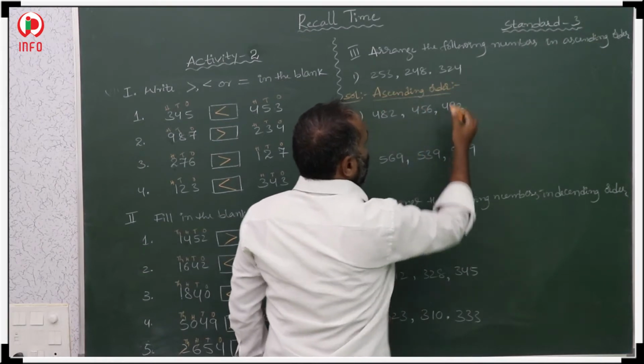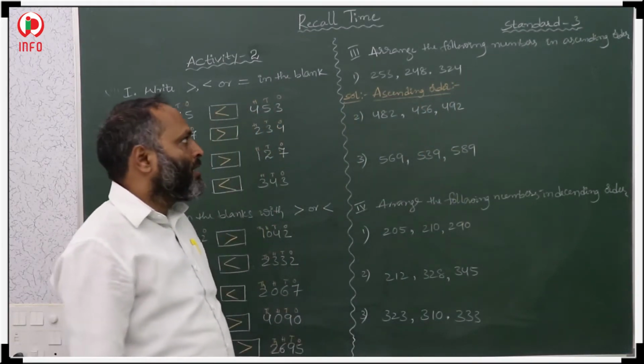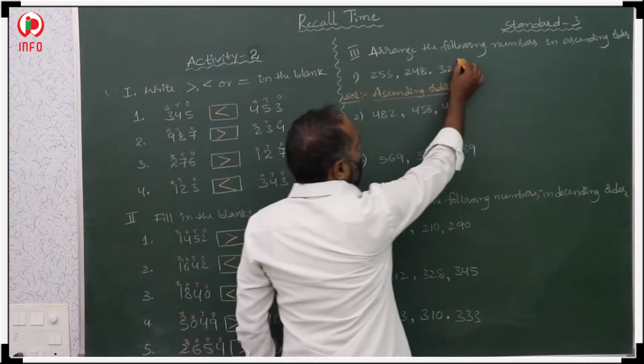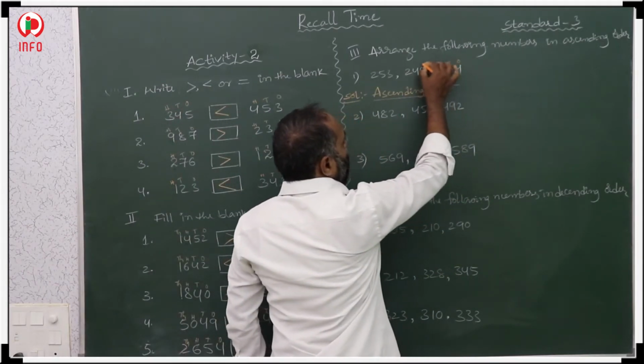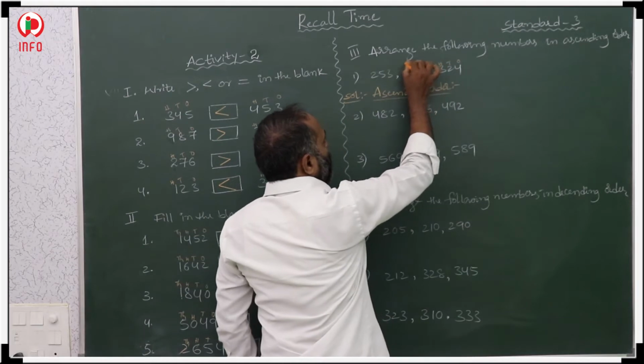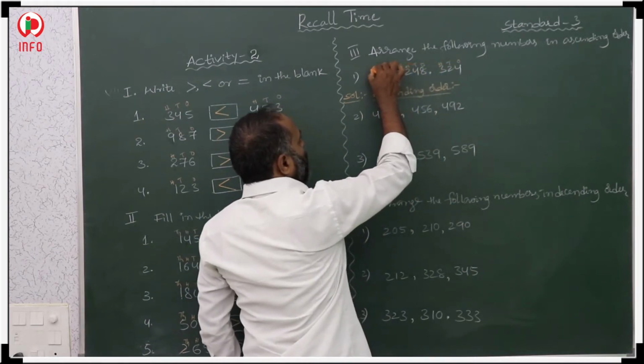Ascending order means from smaller to bigger. Smaller to bigger. First we have to tally. This is ones place, tens place, hundreds place.